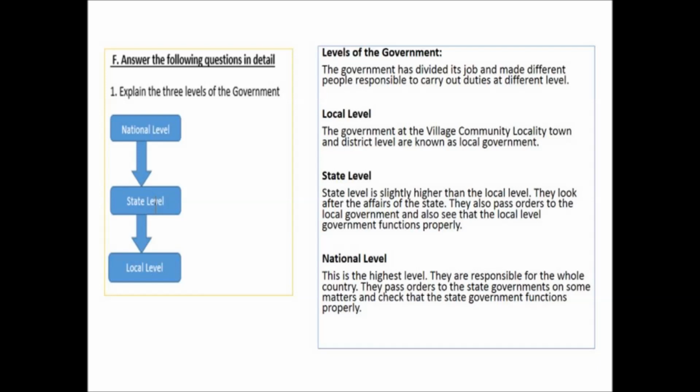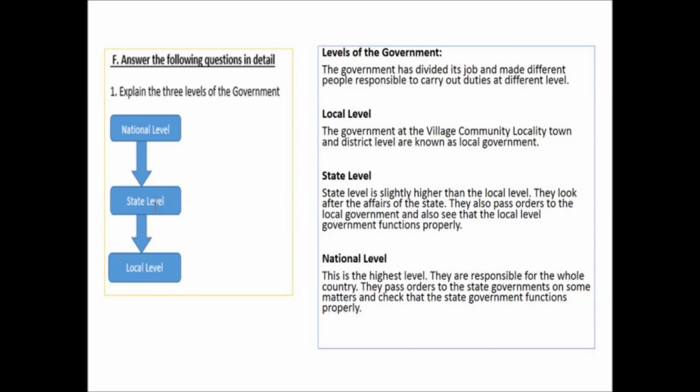Local level government. The government at the village, community, locality, town and district level are known as the local government. State level. State level is slightly higher than the local level. They look after the affairs of the state. They also pass orders to the local government and also see that the local level government functions properly.